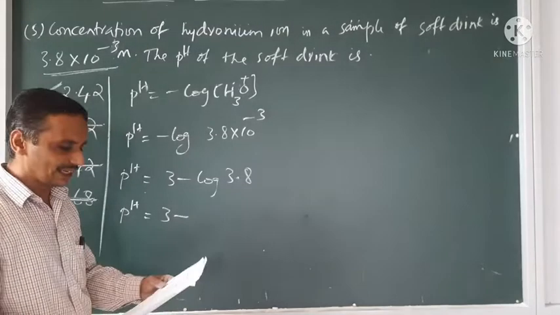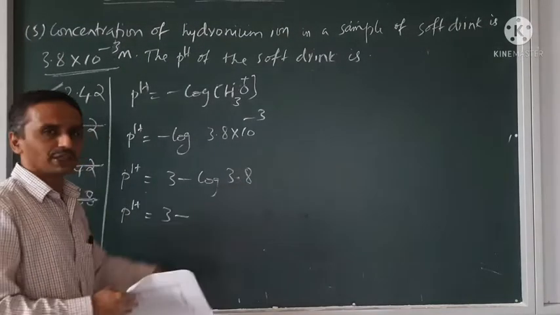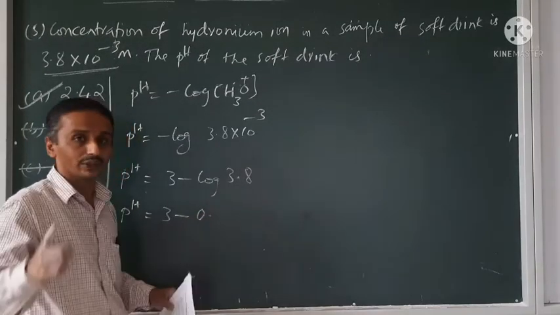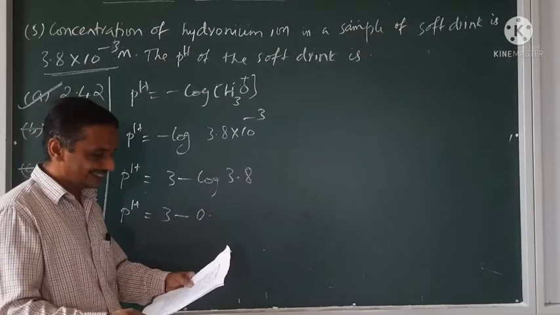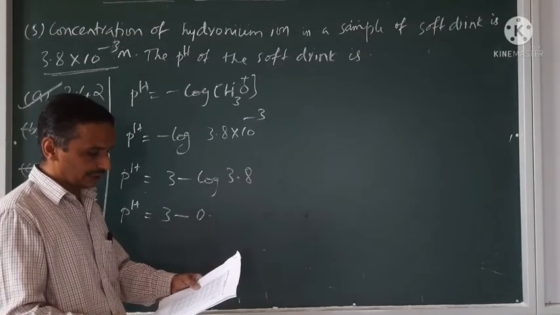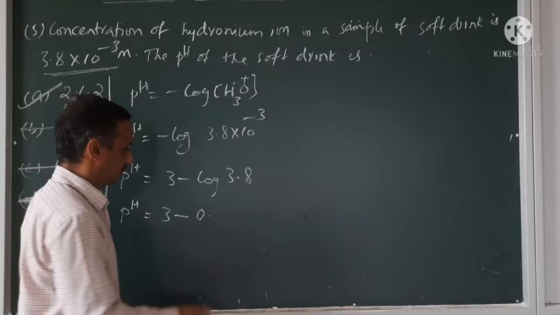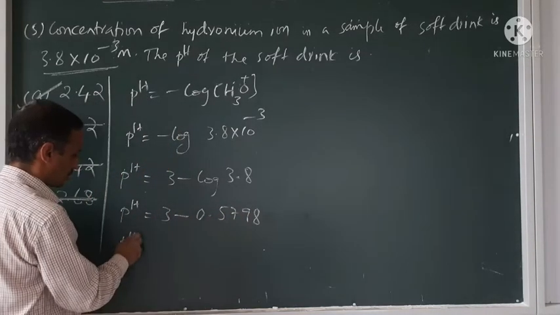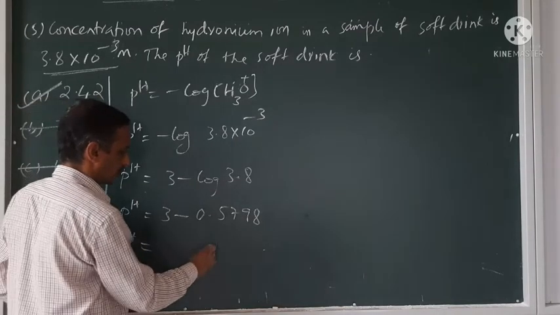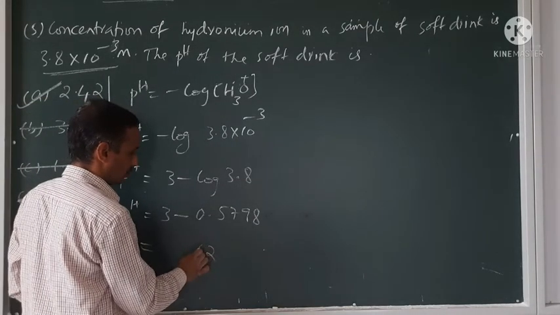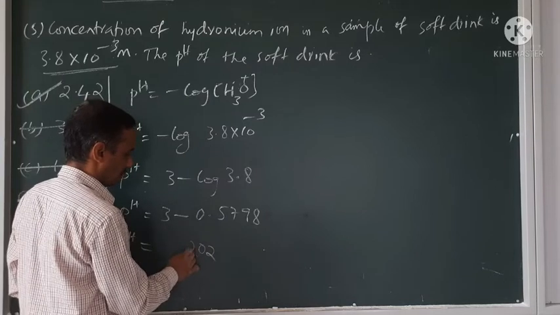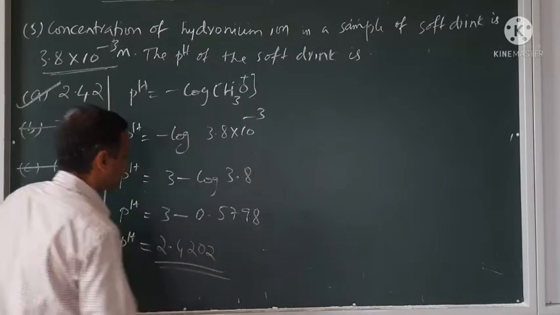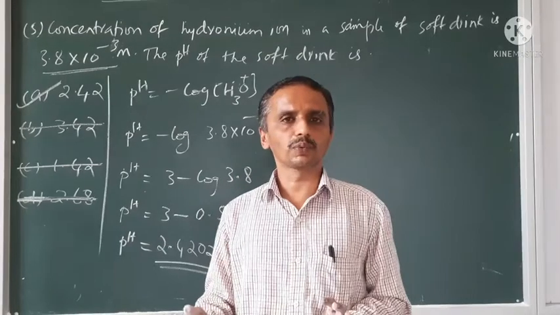Now, what is the exact answer? We'll see that. Go for the log of 3.8. The characteristic is 0, because only one digit is there. 38 and 0 gives 5798. So pH is equal to 2.4202.